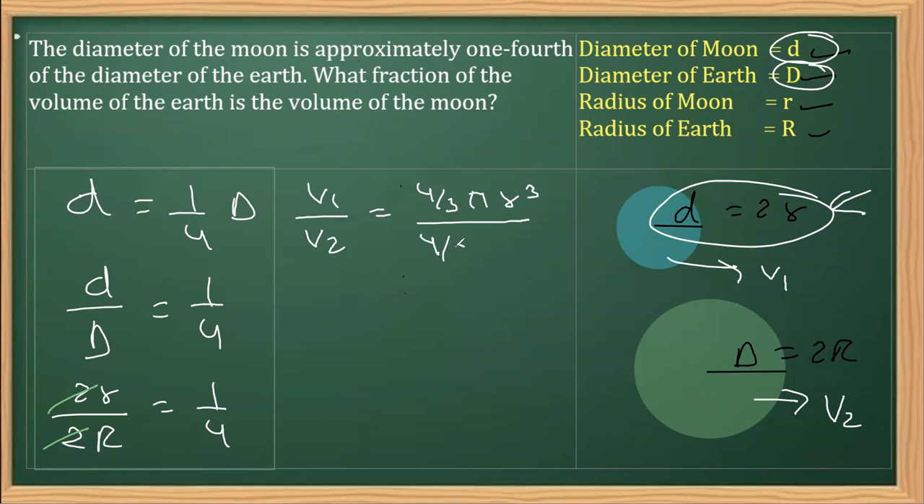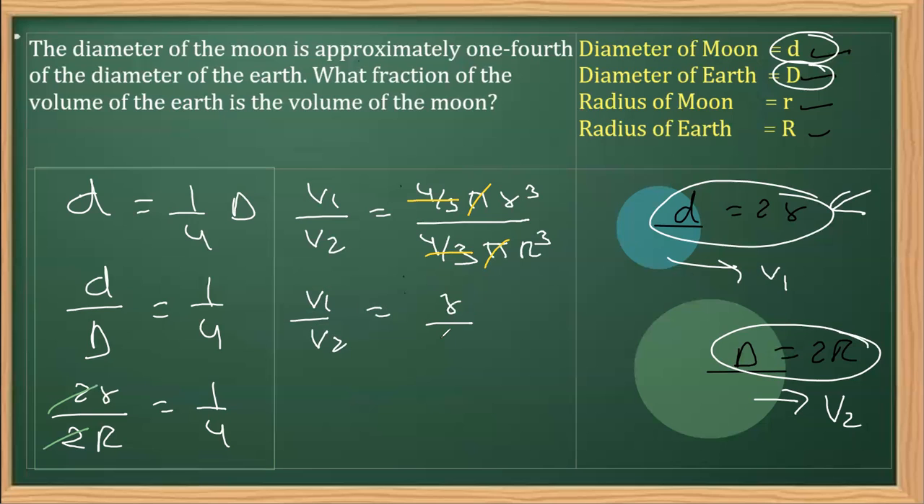And similarly, I'll replace this V2 with the volume of the earth, and the volume of a sphere is 4/3 pi R cube, where R is capital R. The reason being, I have taken the radius of the earth as capital R. Further, we can reduce this: 4/3 and 4/3 get cancelled, even pi and pi get cancelled. So finally, we got V1 over V2 as r over R whole cube.